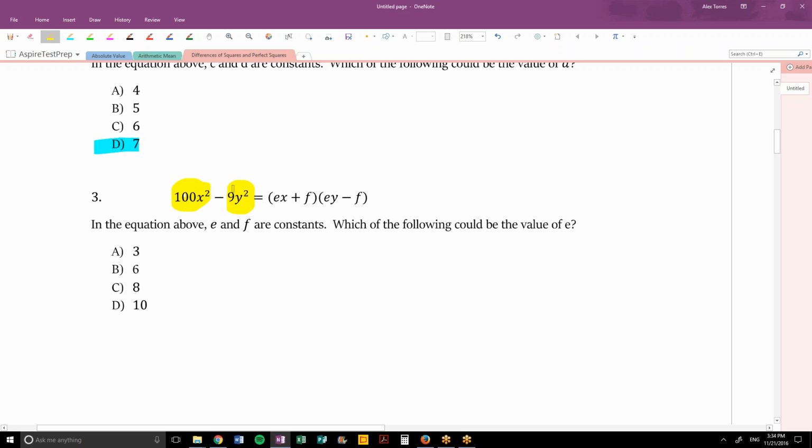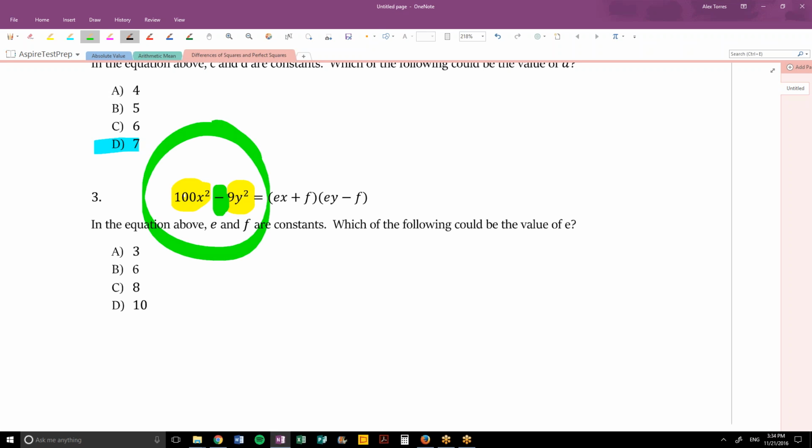So looking at number 3 now, we have a perfect square, another perfect square, because the square root of each of those is 10x and 3y, and we have a minus sign in between. So literally, this is a difference of two perfect squares, and it's going to factor to 10x plus 3y, 10x minus 3y. And if you're unsure of that, you can FOIL it back out and see that, yes, indeed, it does FOIL right back out to our starting expression. So what could be the value of e? E is in the spot of the first coefficient, so e is going to be equal to 10.